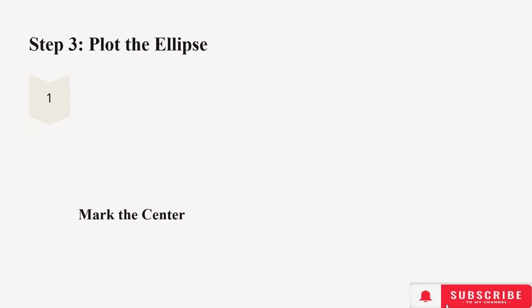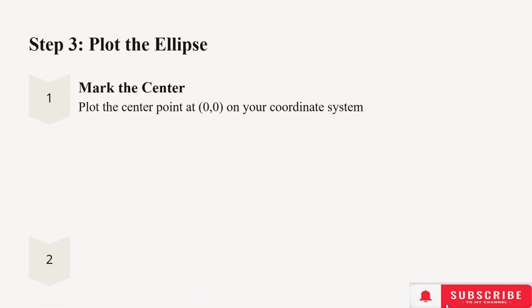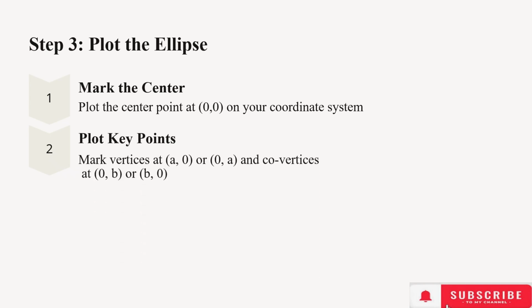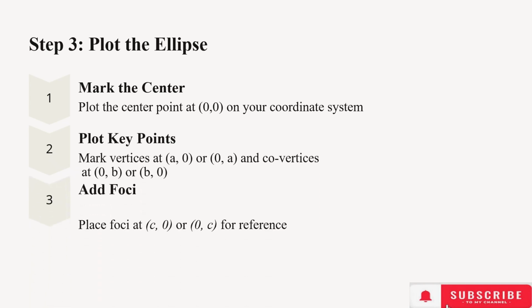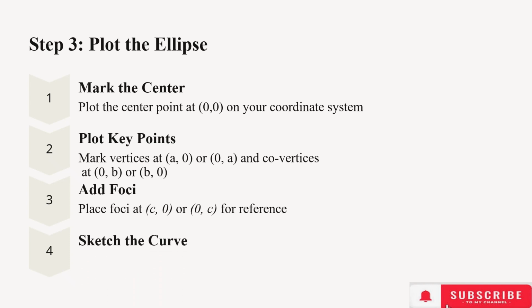The third step is to plot the ellipse. We mark the center at the origin, plot the vertices and co-vertices, locate the foci for reference, and then sketch the smooth curve of the ellipse.